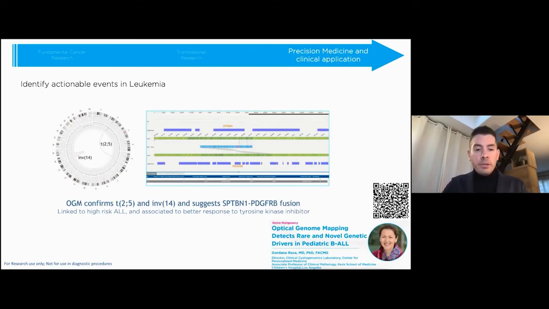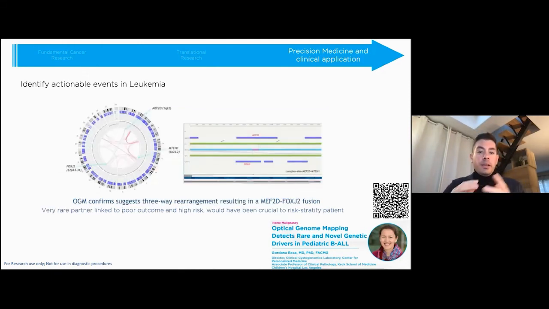Well, first of all, because the fusion of PDGFRB with this gene SPTBN1 has never been described in ALL before, but only in very few cases of other hematological malignancies. And hence, it wasn't expected in this type of ALL, and this is why it was absent from their OncoKids panel.